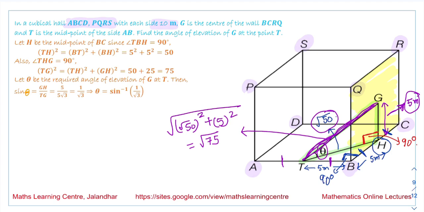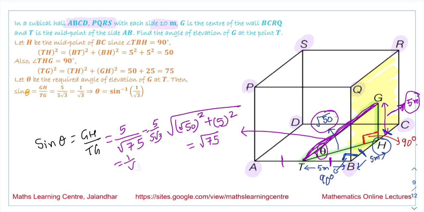Now we want to calculate the value of angle theta. Sine theta is equal to GH over TG. The value of GH is 5, and the value of TG is square root of 75, which is 5 root 3. So it is 1 by square root 3. So the angle theta is equal to sine inverse of 1 by square root of 3. This is the measure of the angle theta.